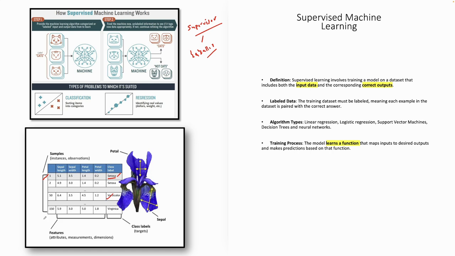Just think about it. Let's say I feed this data, which is new data, to my model: 5.9, 3.0, 5.0, 1.8. The model should be accurate enough that it can tell me, hey, based on this input data, it is a virginica. That's the aim of this, right?